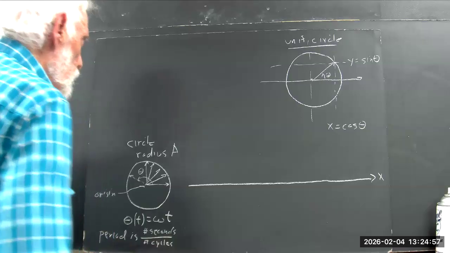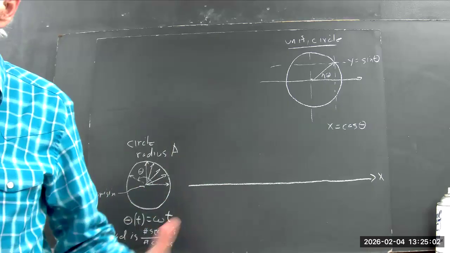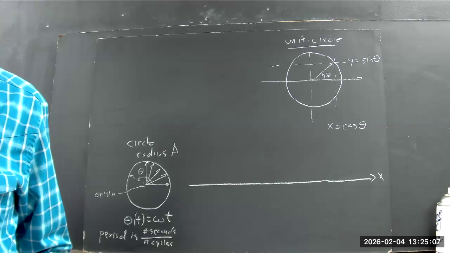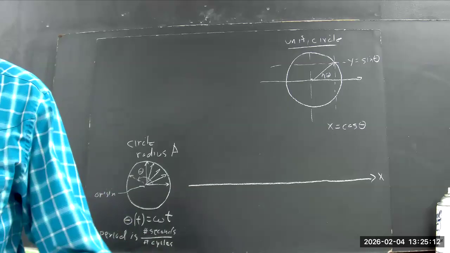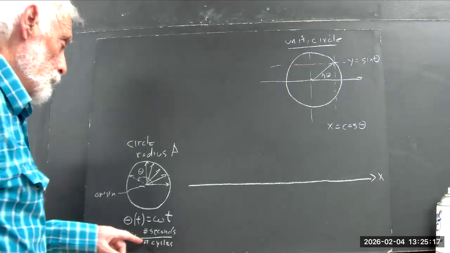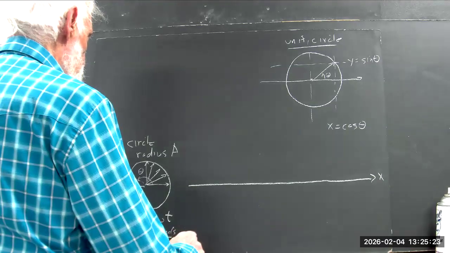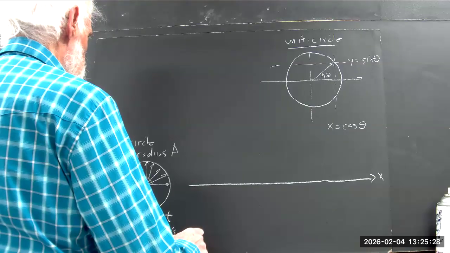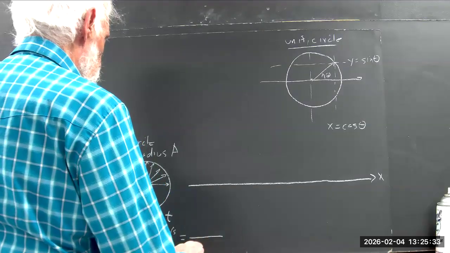So I'm just going to say period is the number of seconds divided by the number of cycles. If you go through 20 cycles in 5 seconds, then how long does each cycle take? That's what the period is. Each cycle takes 4 seconds, right? Well, you get cycles in your denominator.